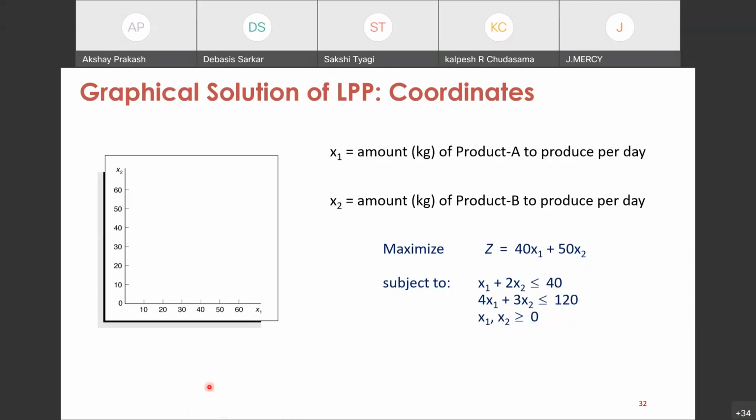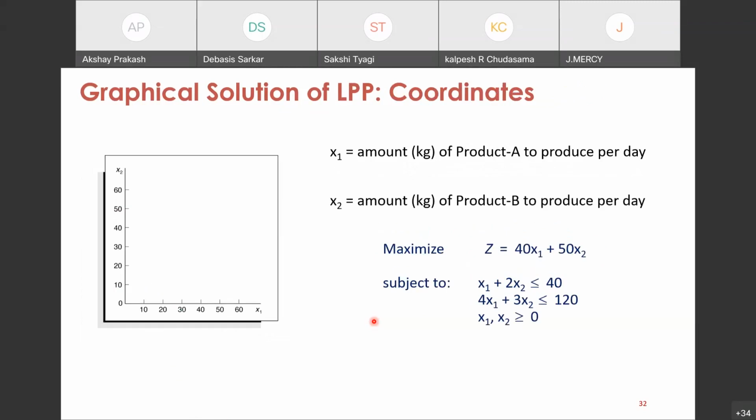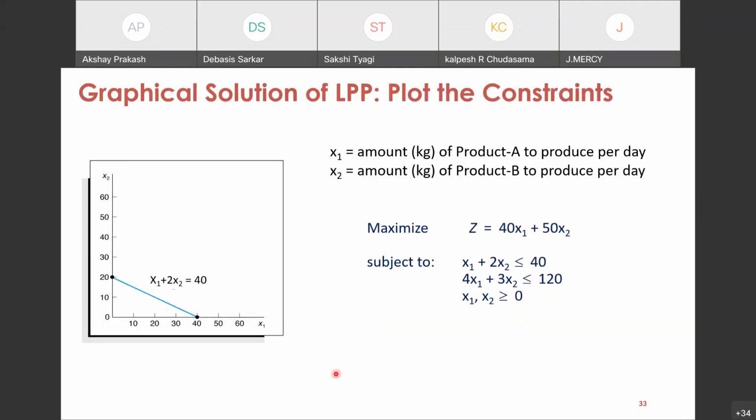So the first thing, we take this x1 and x2 coordinate. So these are my xy axis. And because of this x1 greater or equal to 0, x2 greater or equal to 0, you know the first quadrant is my domain of interest. Because both the x1 and x2 should be greater or equal to 0.